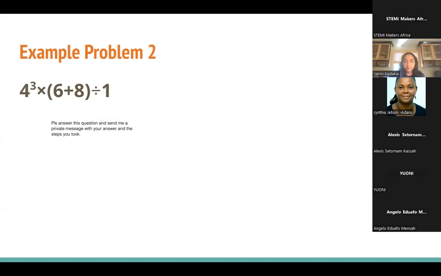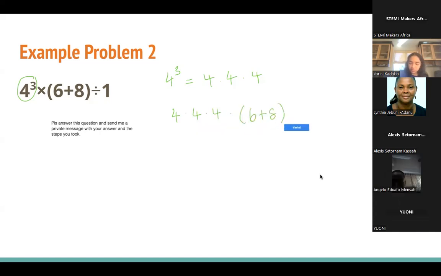Please, may I explain the cube one more time? My laptop went away for a few minutes. Please, can you explain the 4 cubed? Oh, okay. So 4 cubed is an exponent. Instead of writing 4 cubed like this, you can write 4 cubed equals 4 times 4 times 4. So you can expand it like that. So your expression actually looks like 4 times 4 times 4 times 6 plus 8 divided by 1.